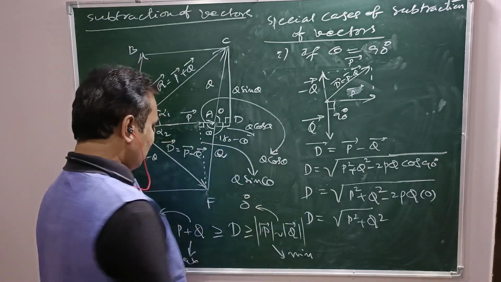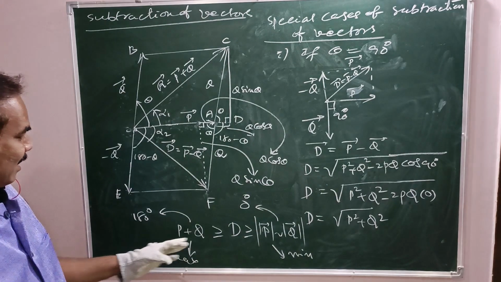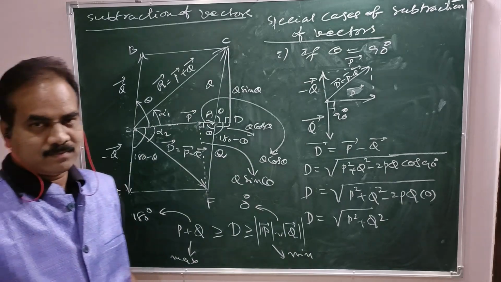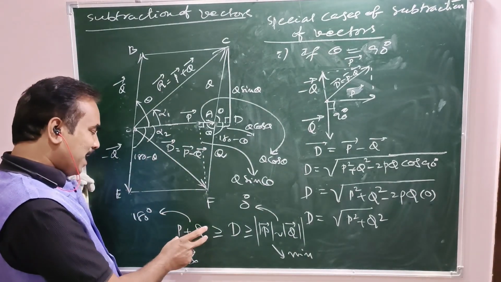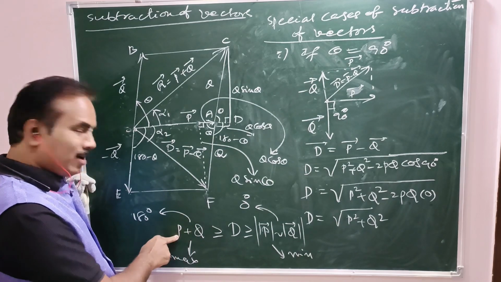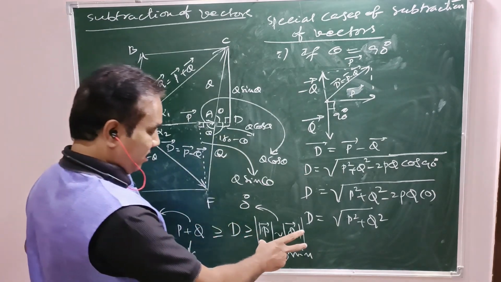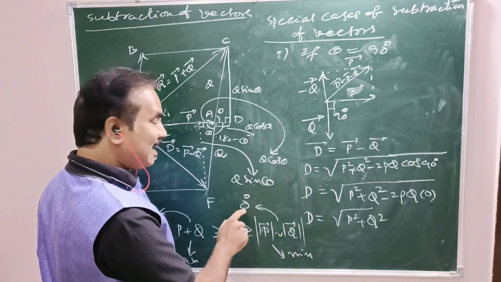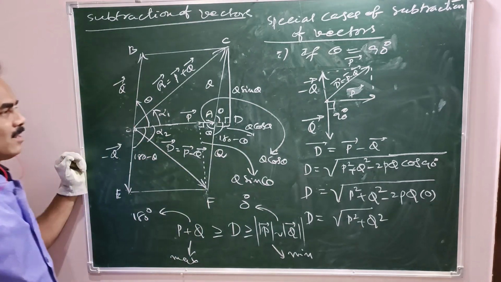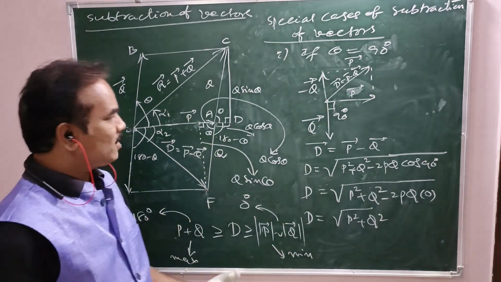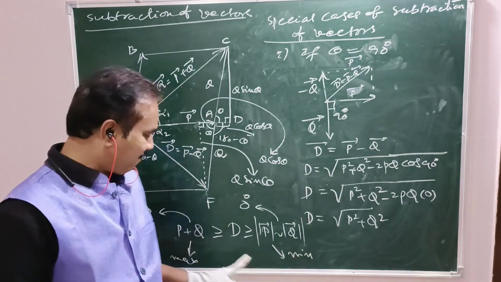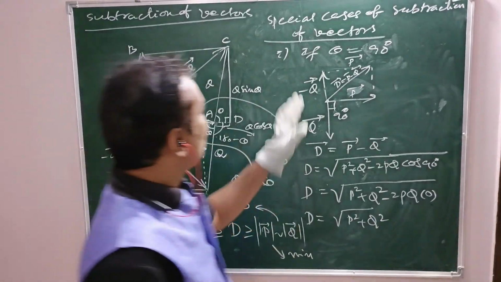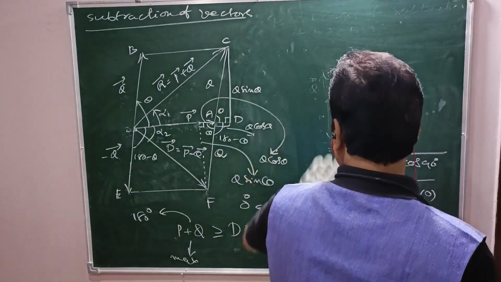degrees. Whatever it is, the range of the difference, the magnitude of the difference, is also the same as that of addition. Of course, in case of addition, the maximum resultant is p plus q, provided theta is 0 degrees, but here it is 180. In case of addition, the minimum resultant is p minus q, provided theta is 180, but here it is 0 degrees. The result is quite opposite, but the range is the same. So these are the special cases of subtraction of vectors.